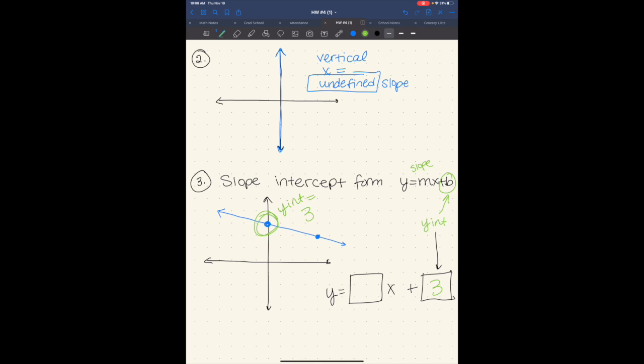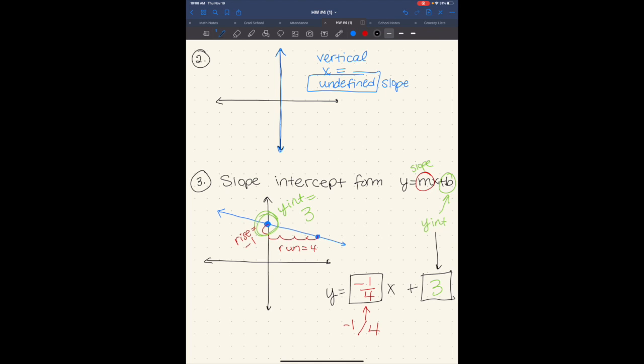For my slope, I would count rise over run. I'm going to do that in pink. So my rise would be -1 because I went down 1. And then my run is going to be 1, 2, 3, 4. So I get -1 over 4 for my slope. So I would type -1/4 for the first blank and 3 for the second blank.